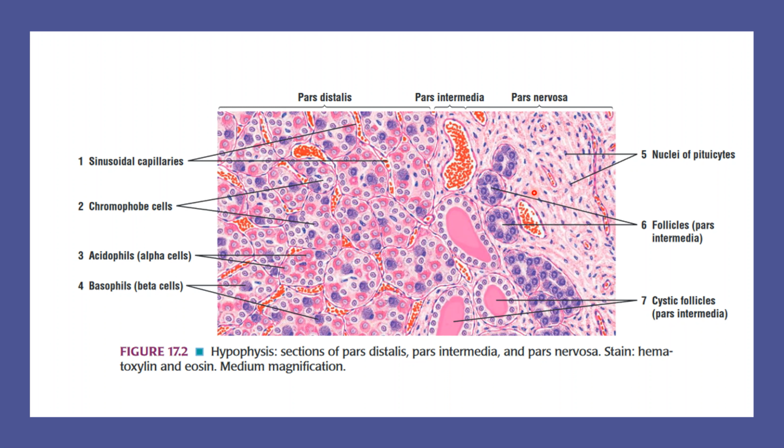In the pars nervosa we can make out the axons as well as axon terminals. In those axon terminals we will have storage of the hormones secreted by the hypothalamic nuclei. That we will see here.